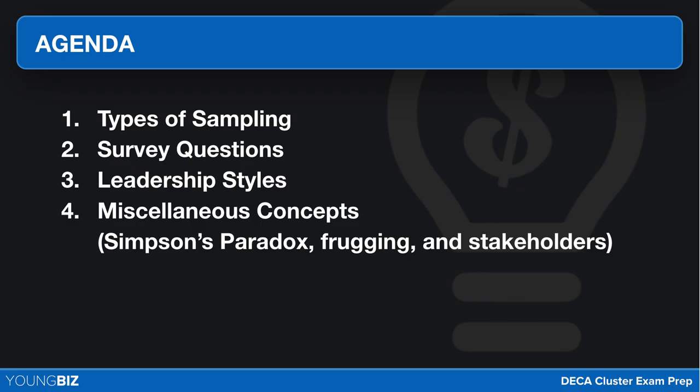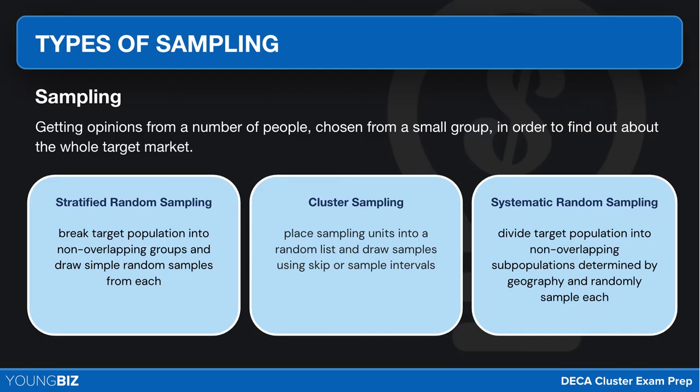paradox, frugging, and stakeholders. Before presenting products to the market, companies generally identify the needs and wants of their target audience. One way to do this is by sampling the target market. So, sampling. What is sampling? Sampling is where you get opinions from a number of people chosen from a small group in order to find out about the whole target market. This saves you time and money since it reduces the amount of data you need to still get a similar level of information. First is stratified random sampling.